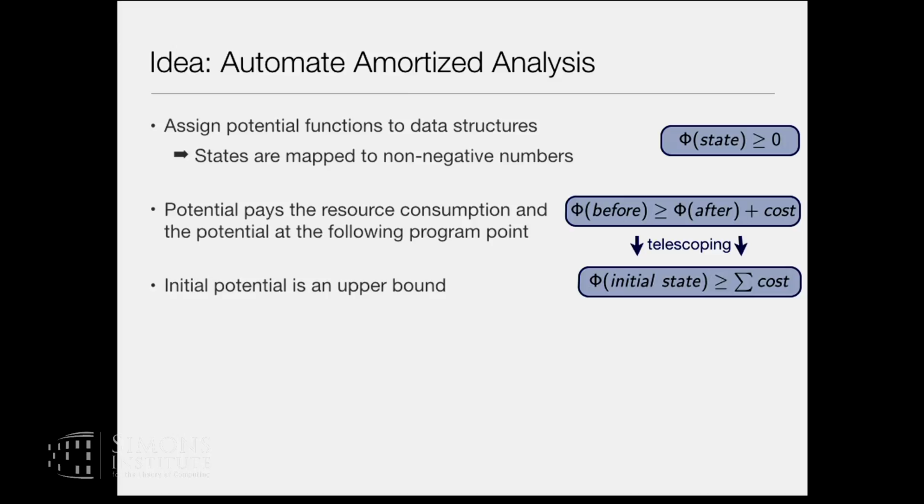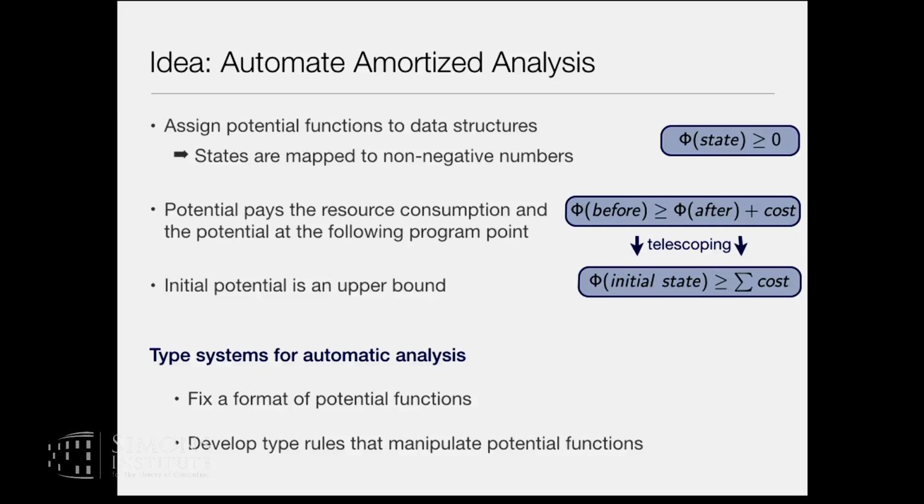So what we do is you can think of a program as having states and transitions between the states. And at each state, we define a potential function that maps the memory at the state to a non-negative number. And for each transition in the program, we ensure that the potential at the starting state is sufficient to cover the cost of the transition and the potential at the next state. And if you do that for all the transitions in your program, then you know that the potential you have at the starting state of the program is an upper bound on the cost of the execution, no matter what path you take through the program.